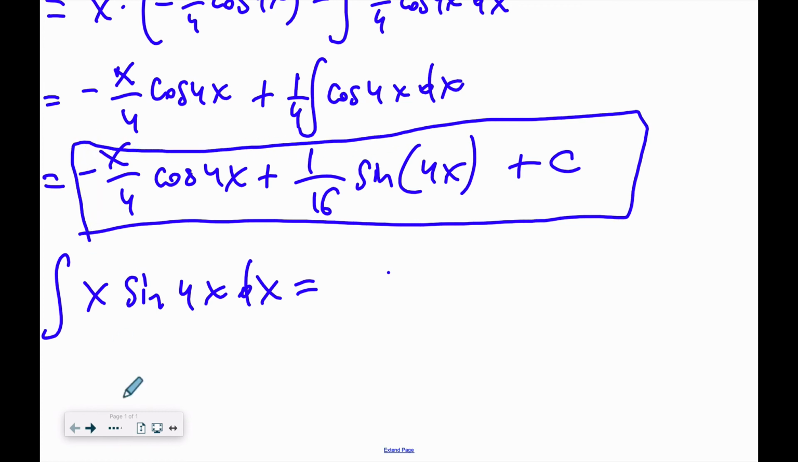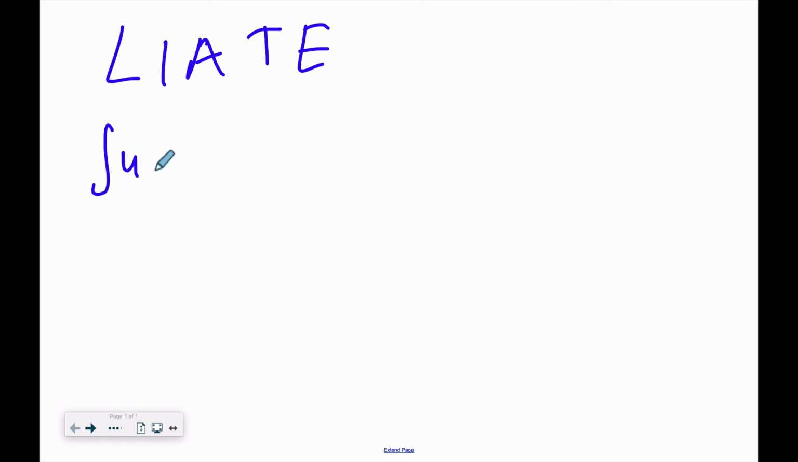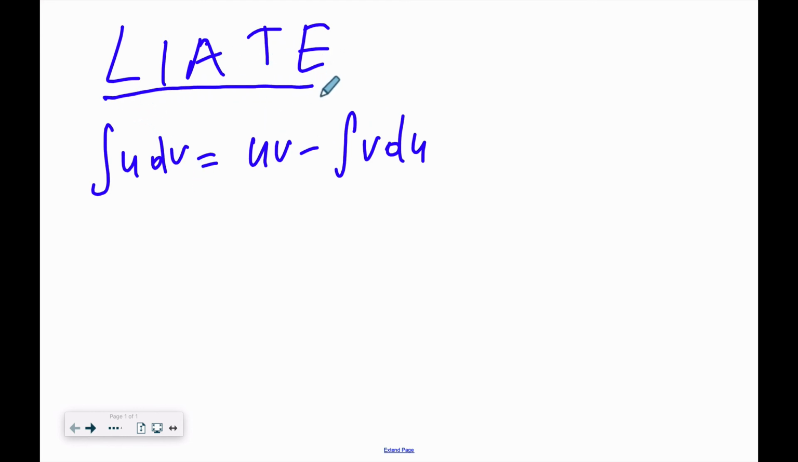Okay, so I hope you guys have found it useful. Let me recap. The LIATE rule for integration by parts is useful to identify which part of the function to call u and which part to call v. L stands for logarithmic, I inverse trigonometric, A algebraic, T trigonometric, E exponential. Whichever comes first in this order will be the value of u.